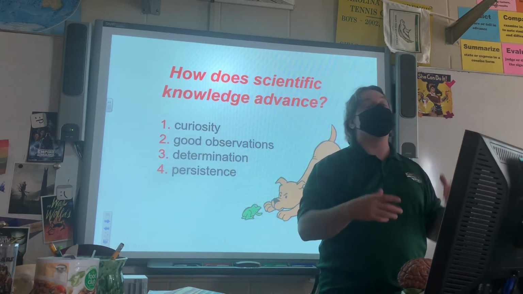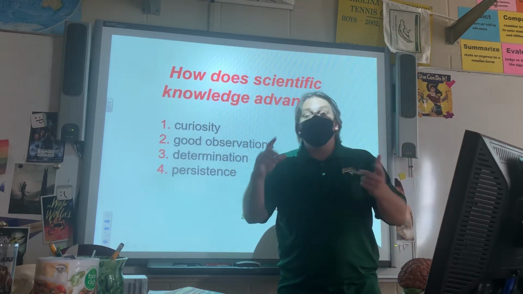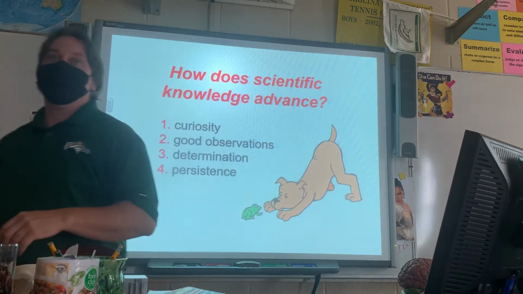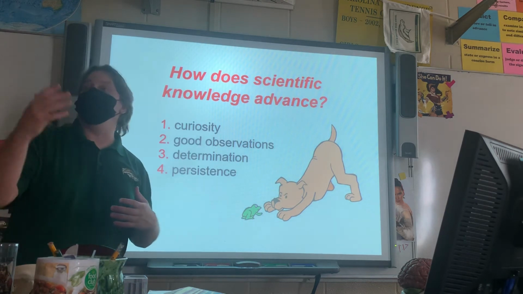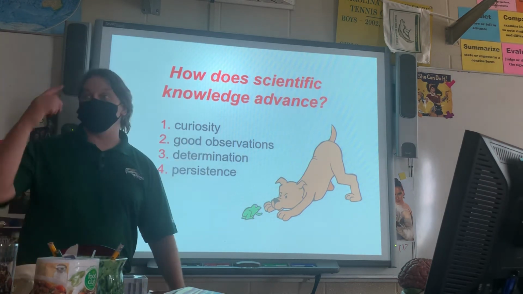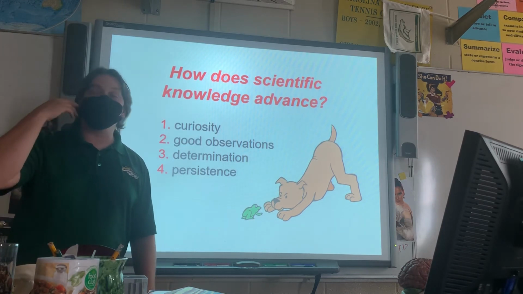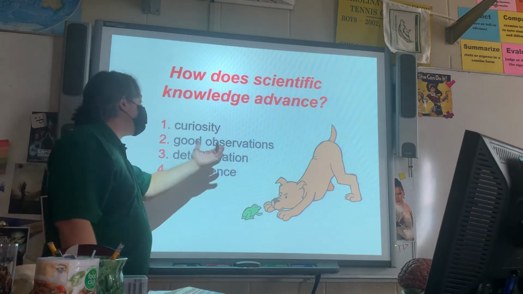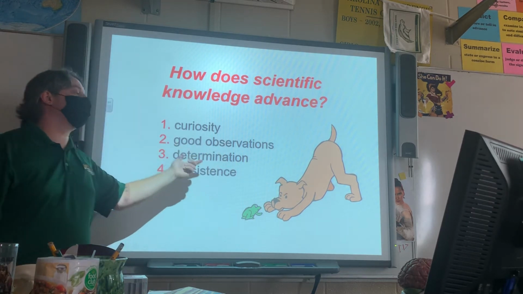Okay, taking information, using your 5 senses. What does it look like? What does it smell like? What does it taste like? What does it feel like? Observation is getting information about something that you don't know about. Most of the time we think about observation as just looking, but it can be lots of things. What does it sound like? Those are all good observations. Then once you make those good observations, you need to make a determination.